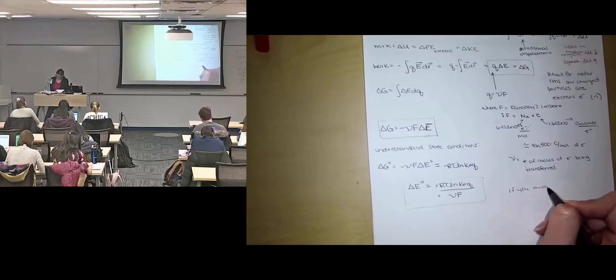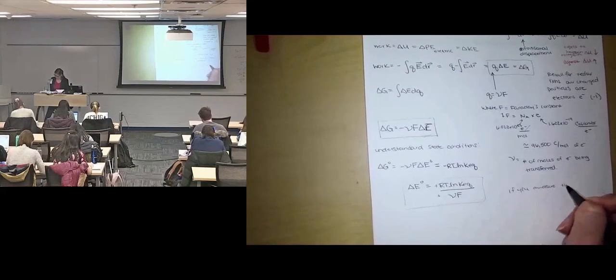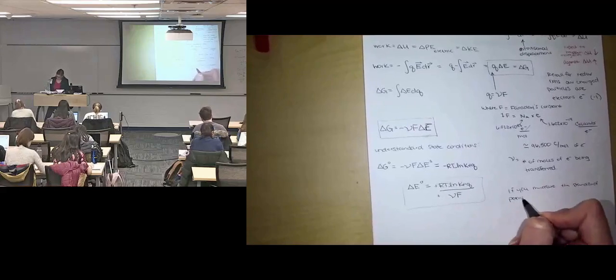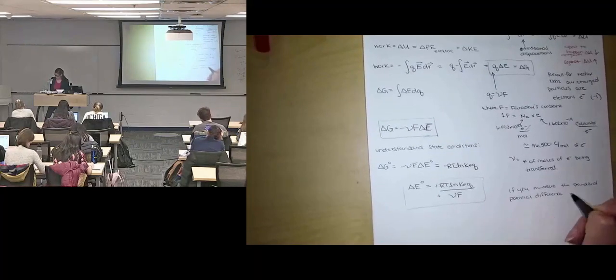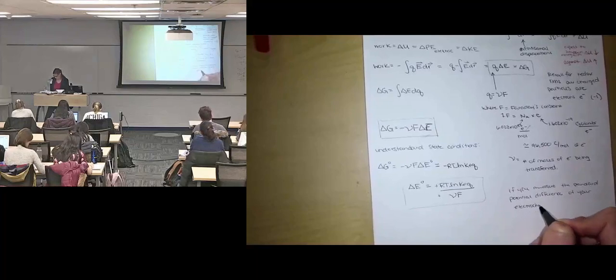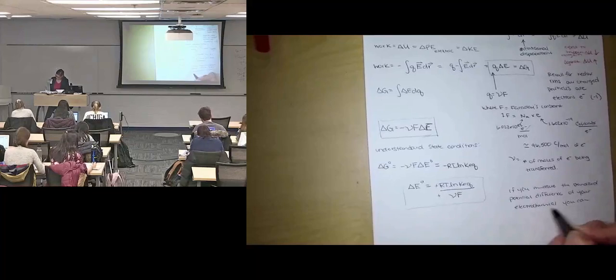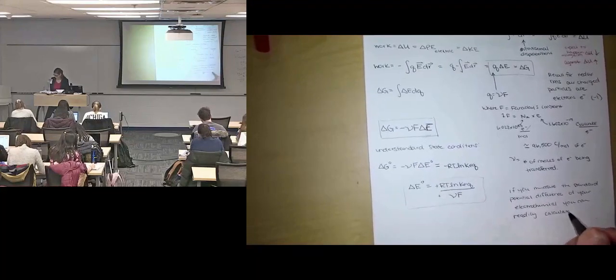And what this basically tells me is, if you measure the standard potential difference of your electrochemical cell, you can readily calculate your equilibrium constant.